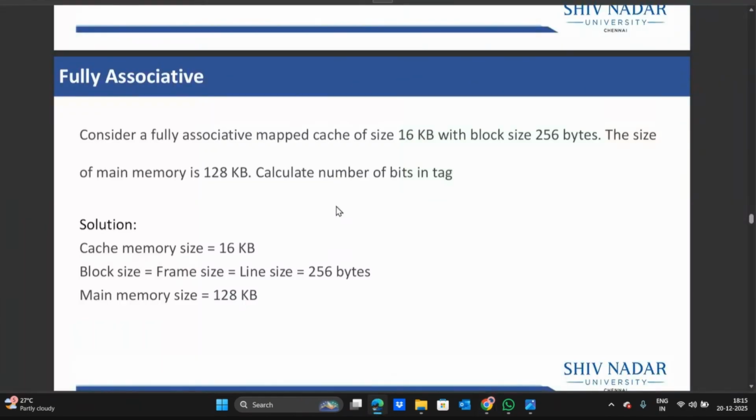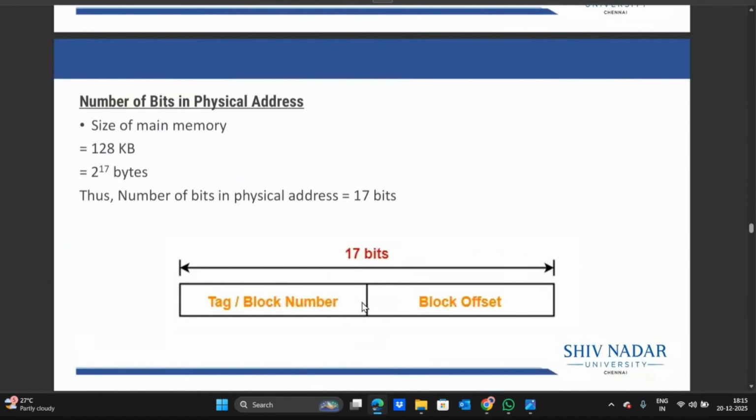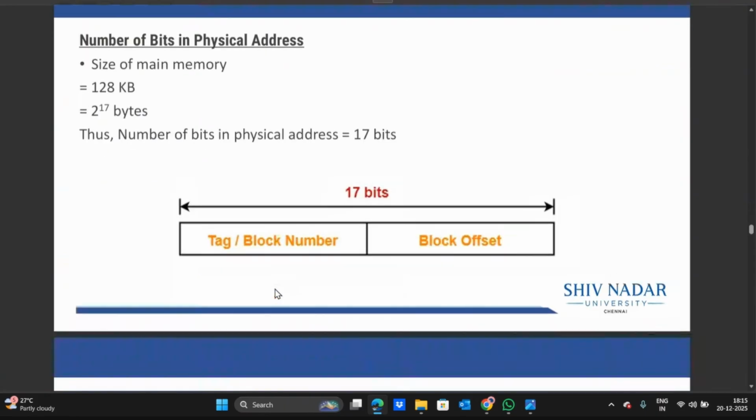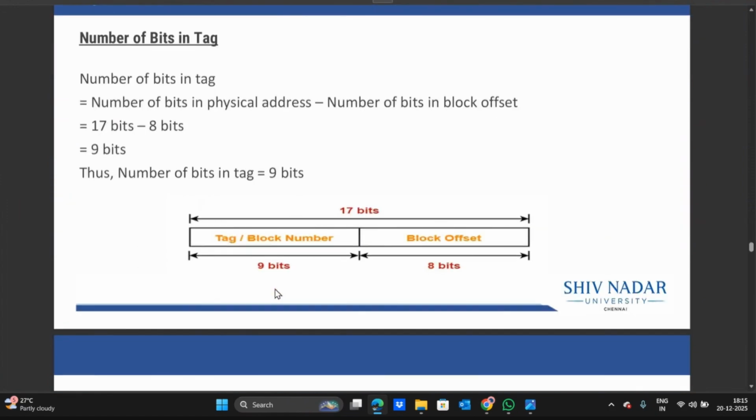So in fully associative, same size: cache of 16 KB, block size 256 bytes, main memory is 128 KB. 128 is 2 to the power 7, and K is 2 to the power 10. So 17 bits available. Similarly, 256 is 2 to the power 8, so offset 8 bits has gone. The rest of the 9 bits are the tag bits or the block number. That's all. This is typically the calculation.